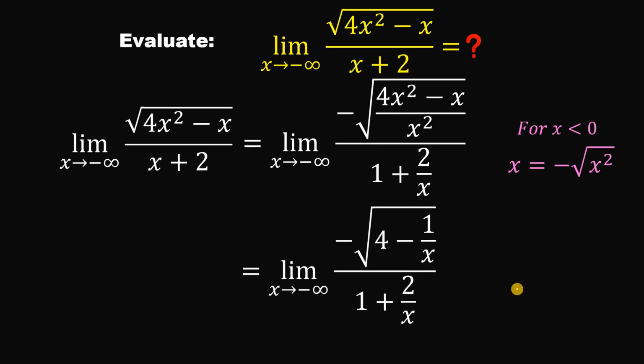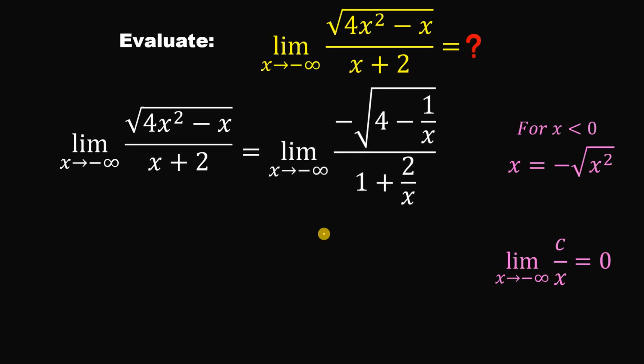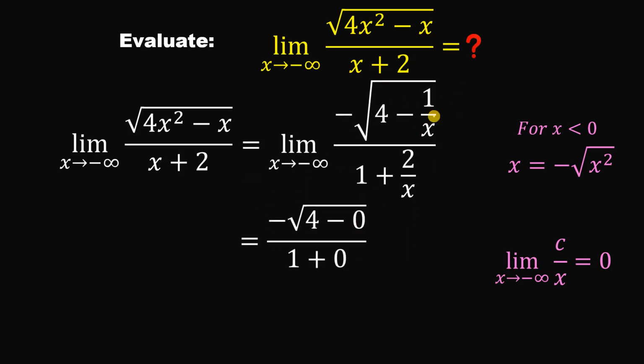And now, here comes the concept: when we have the limit of c, or any constant, over x as x approaches negative infinity or positive infinity, this is just equal to 0. So our limit simply equals negative the square root of 4 minus 0, over 1 plus 0. Now simplify, this will give us negative 2 over 1, or simply negative 2.